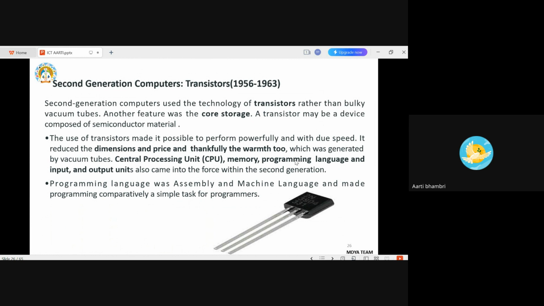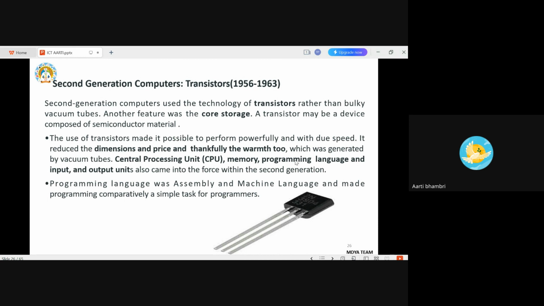The price of the transistor is comparatively less than vacuum tubes, and thankfully the warmth generated by vacuum tubes is reduced too. The central processing unit, memory, programming language, and input and output units also came into force in the second generation. In the first generation there was no CPU, only vacuum tubes, but now the central processing unit and memories start. The language is also improved.